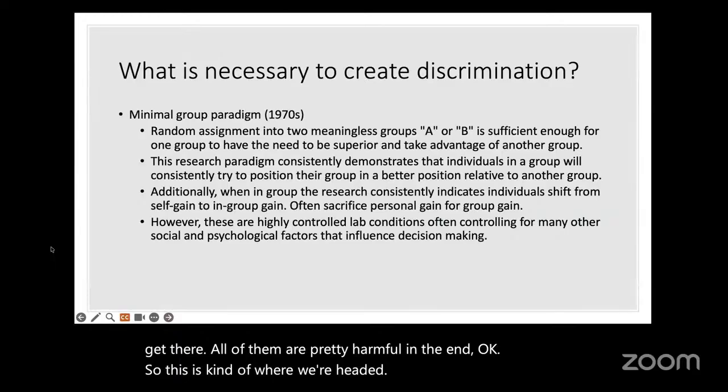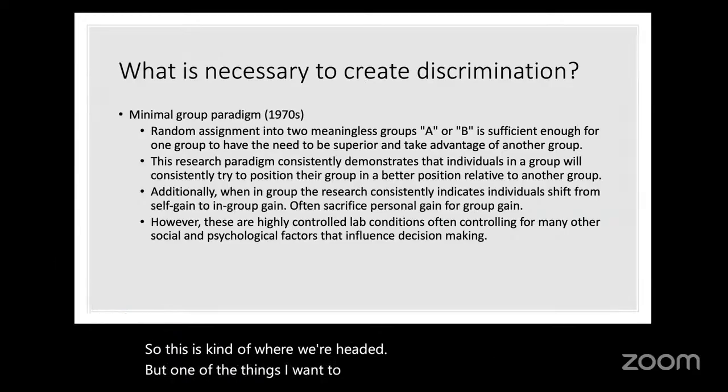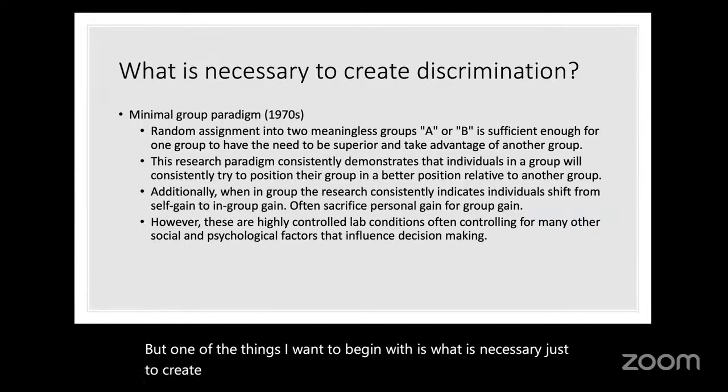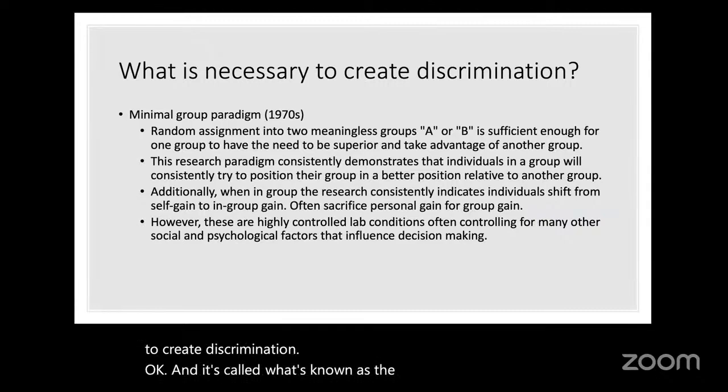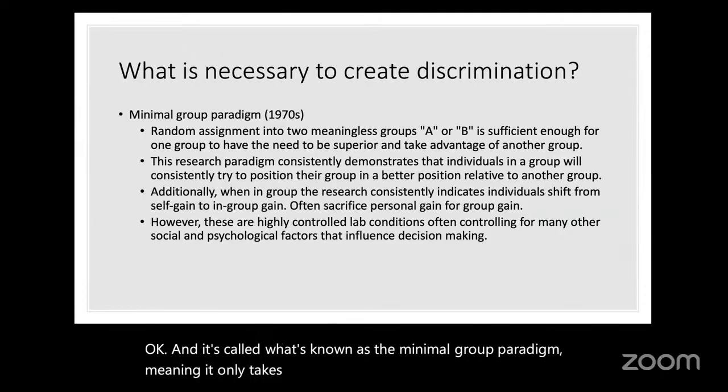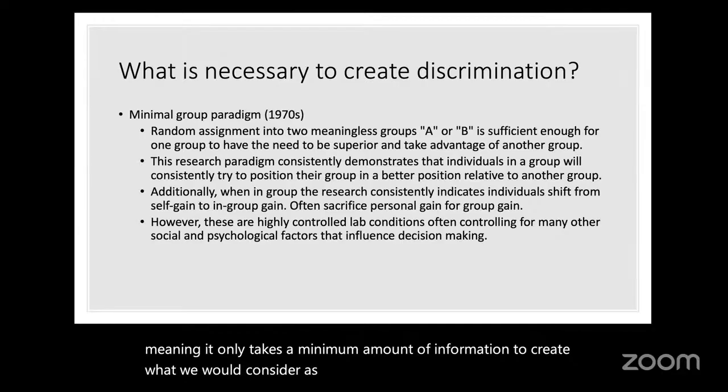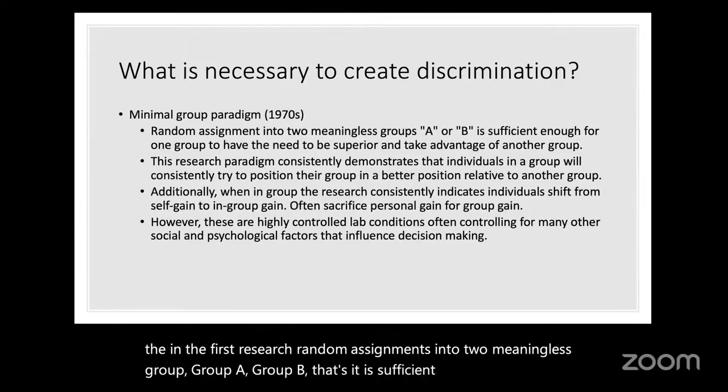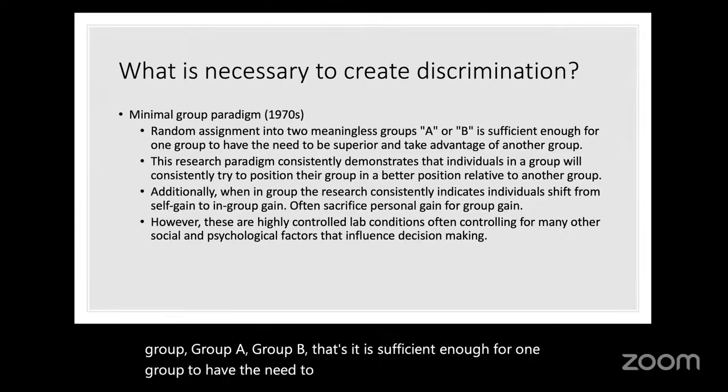But one of the things I want to begin with is what is necessary just to create discrimination. It's known as the minimal group paradigm, meaning it only takes a minimal amount of information to create what we would consider discriminatory behavior. So in the first research, random assignment into two meaningless groups, group A, group B, that's it, is sufficient for one group to have the need to be superior or take advantage of another.